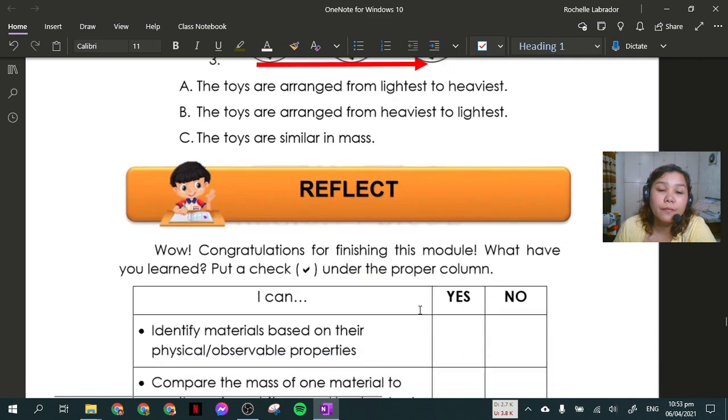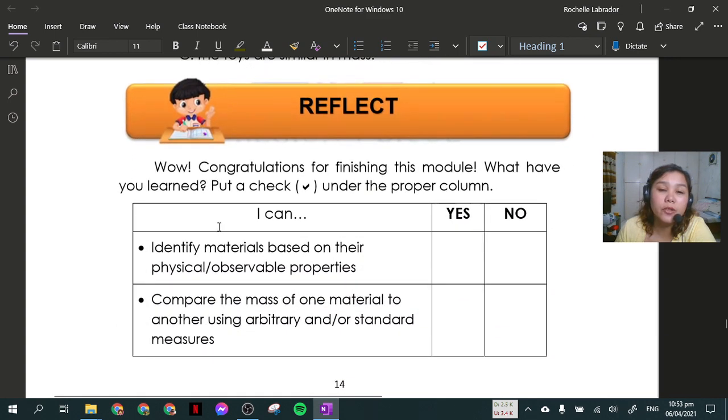And then reflect. So all you have to do is put a check that will measure how you learned what was being discussed about mass. So you check under yes or no. So I can identify materials based on their physical observable properties. So if yes, then put a check under here, or no, put a check under no.